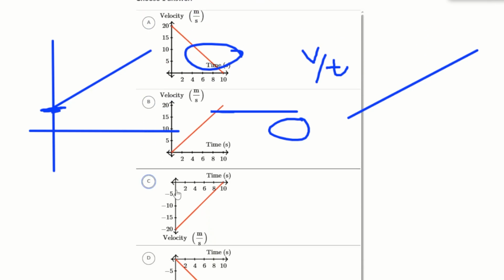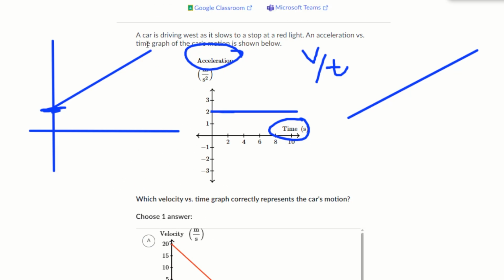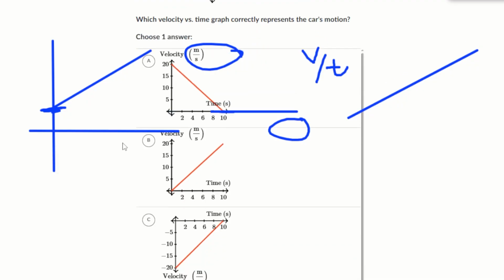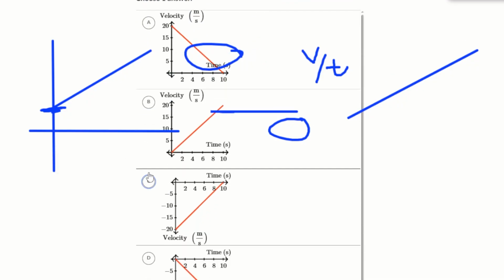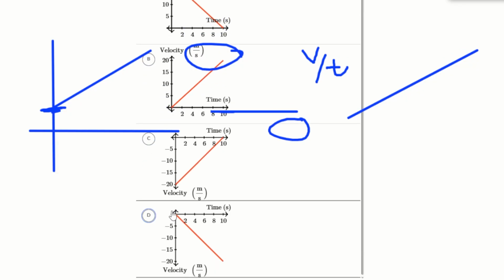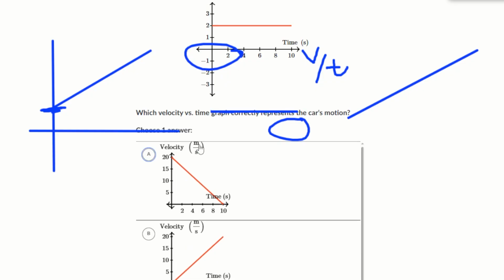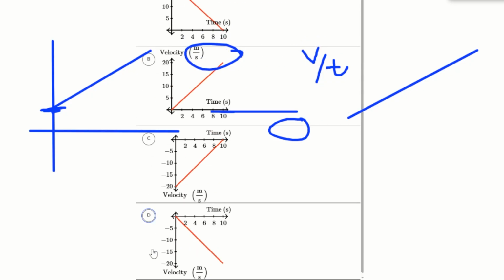If we look at choice C, it has a positive slope, and it also has an initial velocity. And here we didn't specify if driving west or east was positive or negative. So that means C is also a viable choice since it has our positive slope. So let's look at the other choices. Choice D has a negative slope, and we know that our acceleration is positive, so that means it needs to be going in the positive direction. So that leaves us with choice C being our correct answer.